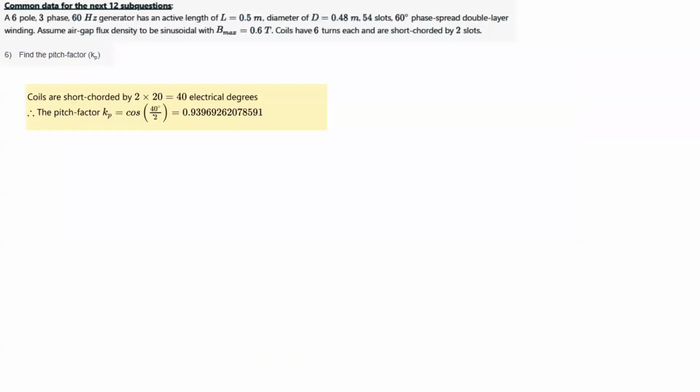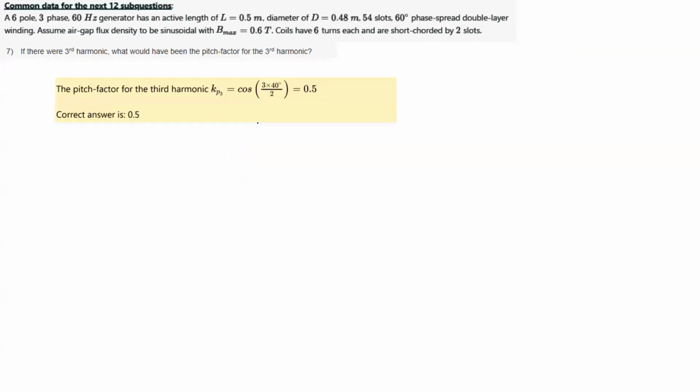So here you see. This formula was cos alpha beta by 2, where alpha is the coils which we have missed due to short chording. So here we have missed 2 coils. So alpha beta is 2 into beta, which is 40 degrees. And here we just place it as cos of 40 by 2, which is this much pitch factor. These are just formula based questions. You just have to know the formula.